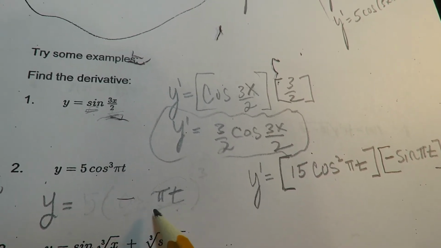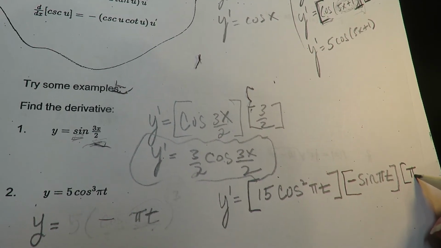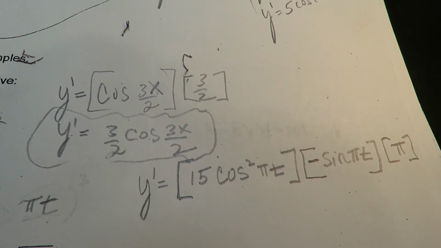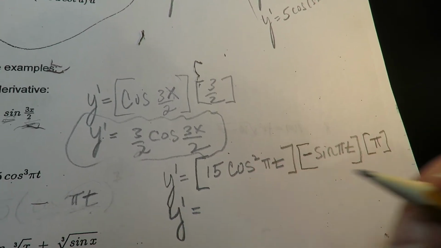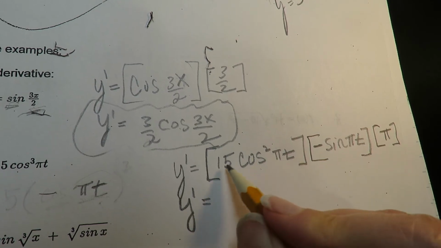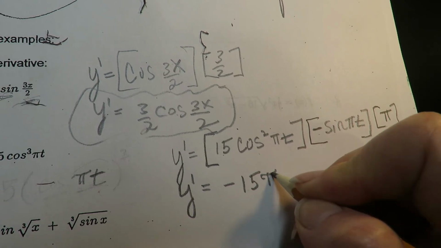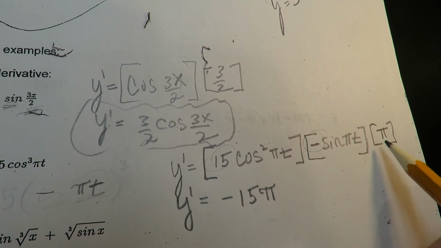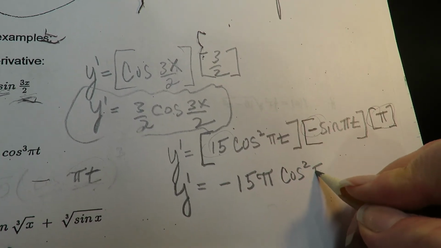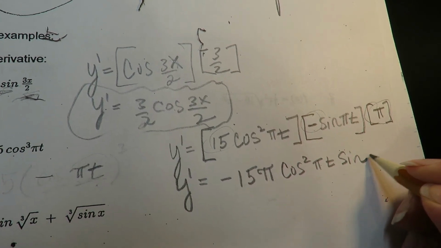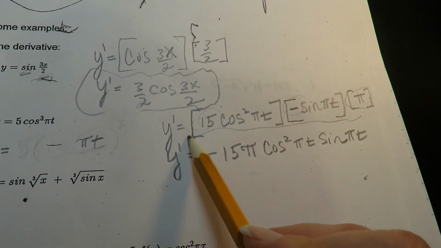Okay, so then the derivative of the pi t, this is just pi. Right? And then that's it. You've got it. Let's just make it look pretty. So y prime. Now, out front you've got a 15, a negative, and a pi. So the nicest way to write that is negative 15 pi. Right? These are all multipliers that are out in front. And then however you want to write this, you can put the cosine first or the sine first. Okay, and then that's the final answer.